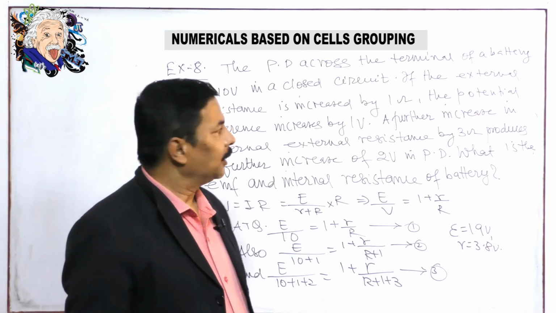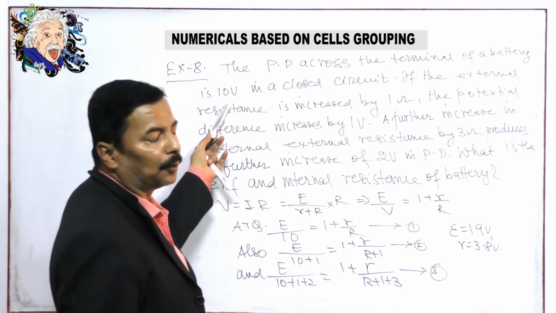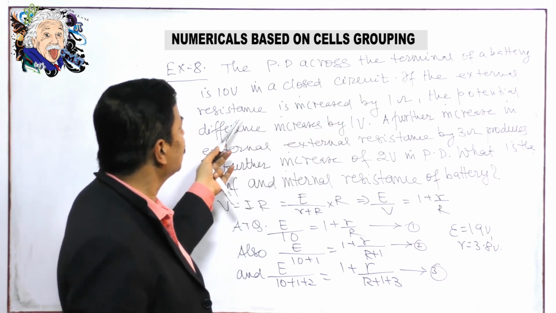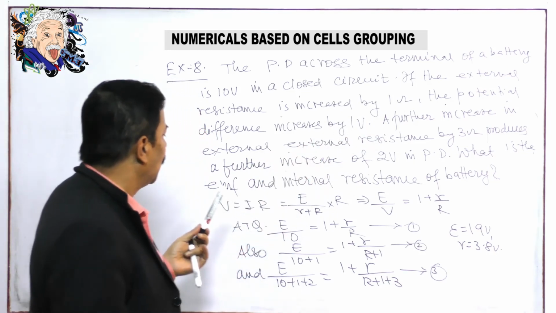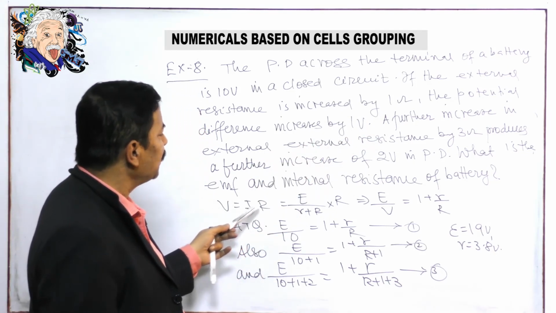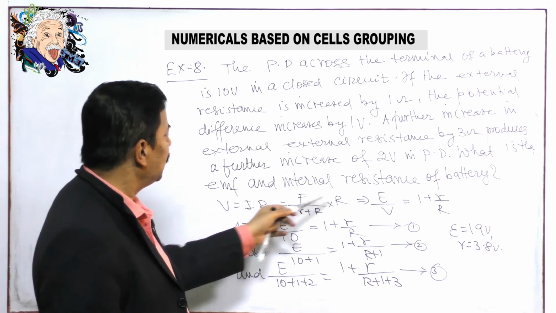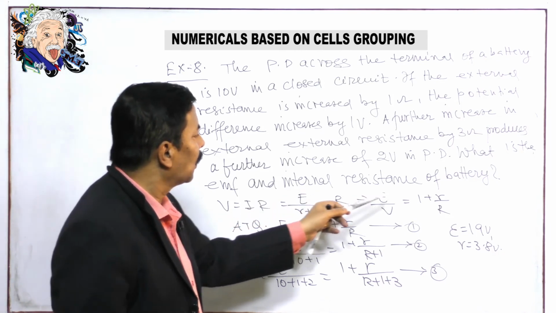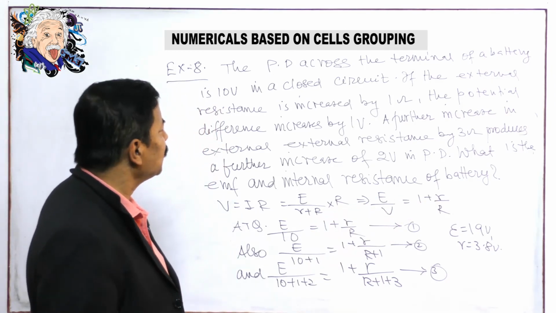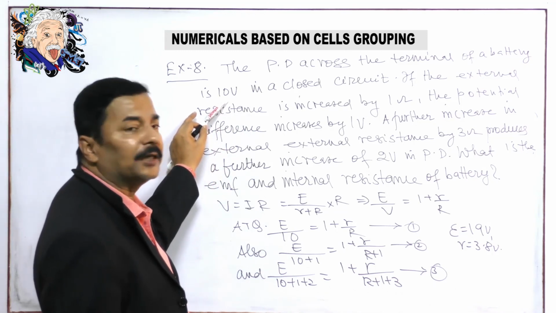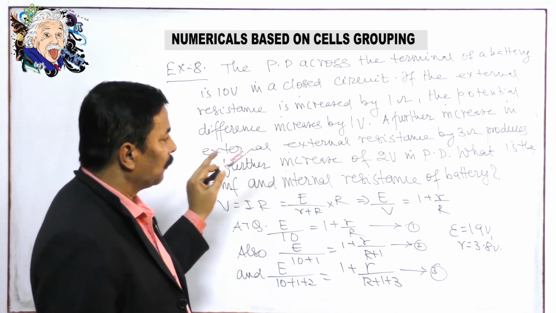Now see this question. The potential difference across the terminals of a battery is given to be 10 volt in the closed circuit. If the external resistance is increased by 1 ohm, the potential difference increases by 1 volt. So potential difference V is equal to IR, where I is total EMF by R plus r, so E by V is equal to (R plus r) by R, that is 1 plus r by R. In the first situation the terminal potential difference is 10 volt, so E by 10 is equal to 1 plus r by R. This is the first condition.